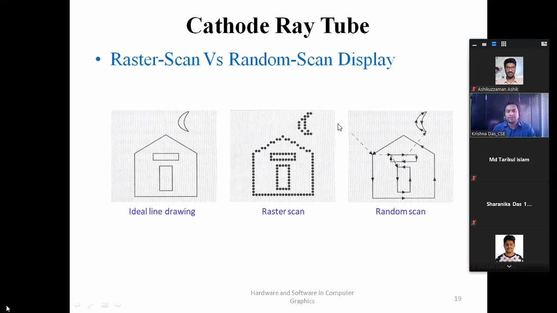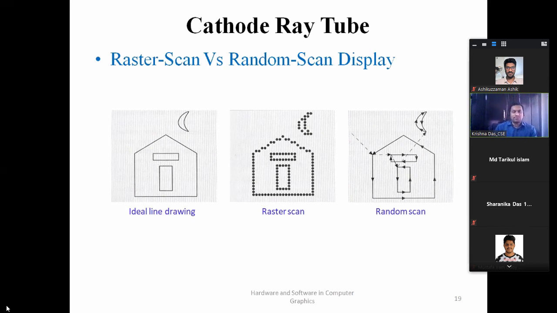That means actually the raster scanning process, the pixel-wise illumination. And if we look at the arrows indicating the vectors from where to where they have been drawn, it has also been shown. So it may be a random or vector scanning, right? So very easily you can identify.